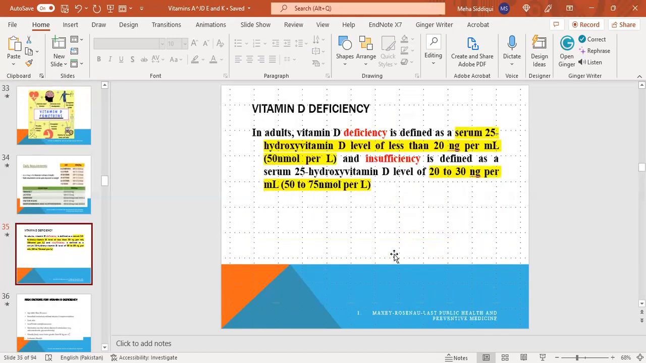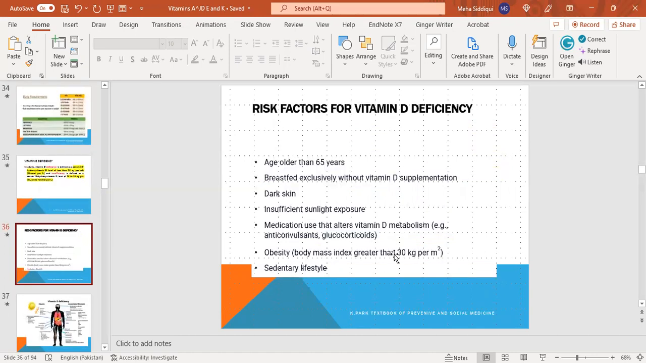Vitamin D deficiency. In adults, vitamin D deficiency is defined as a serum 25-hydroxyvitamin D level of less than 20 nanograms per milliliter, and insufficiency is defined as a serum 25-hydroxyvitamin D level of 20 to 30 nanograms per milliliter. Risk factors for vitamin D deficiency: age older than 65 years, and being exclusively breastfed without vitamin D supplementation.